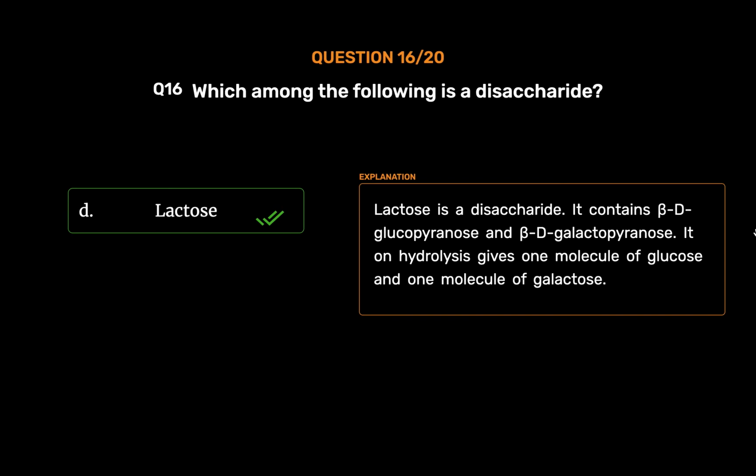Lactose. Lactose is a disaccharide. It contains beta-D-glucopyranose and beta-D-galactopyranose. It on hydrolysis gives one molecule of glucose and one molecule of galactose.